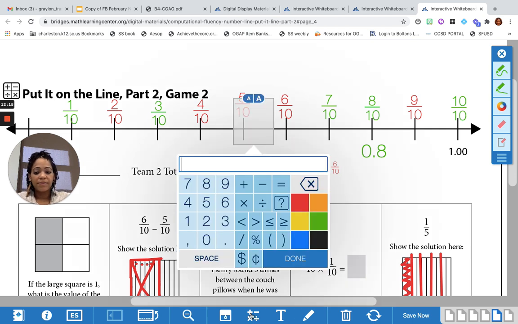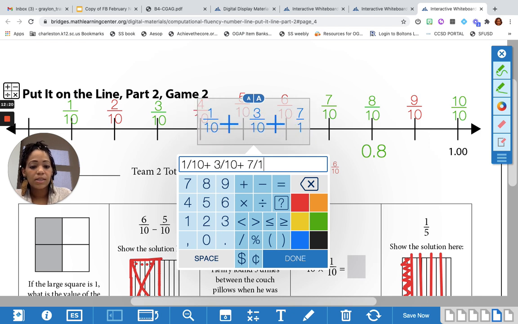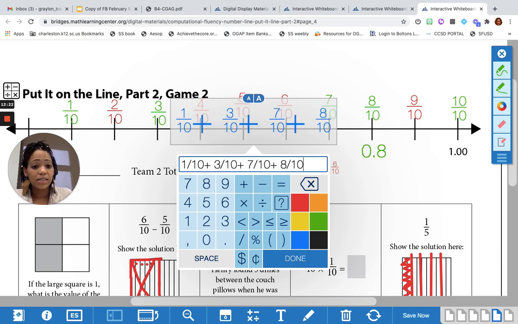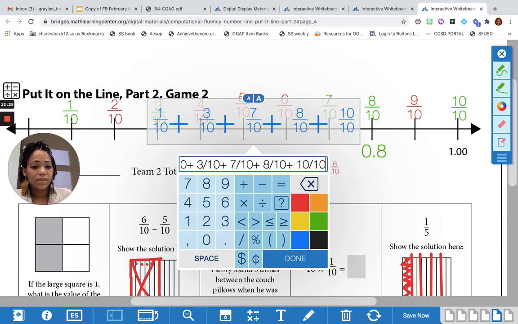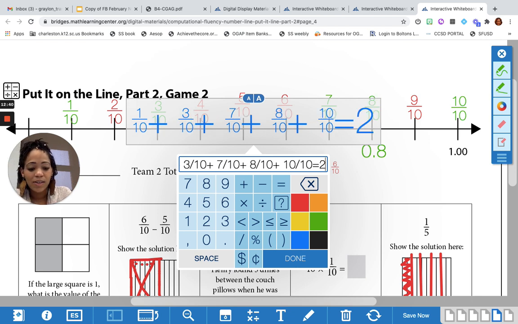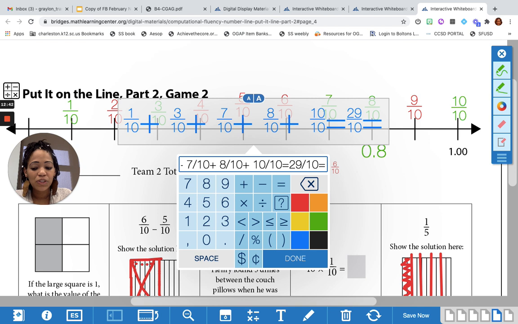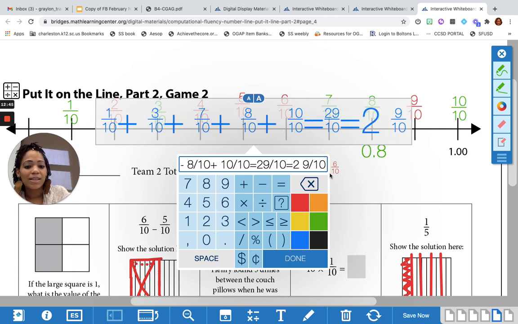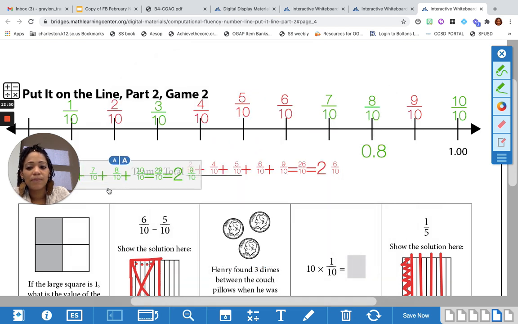I hope you have. You guys had 1/10 plus 3/10 plus 7/10, and I haven't figured it out yet, so I really don't know who won, but I'm still hoping that it was me, because you know I like to win. Okay, so 1/10, 3/10, 7/10, 8/10, 10/10. So here's 10, 20, 28. I already know I lost. You guys had 29 tenths, which is 2 and 9 tenths. So who won? You did.